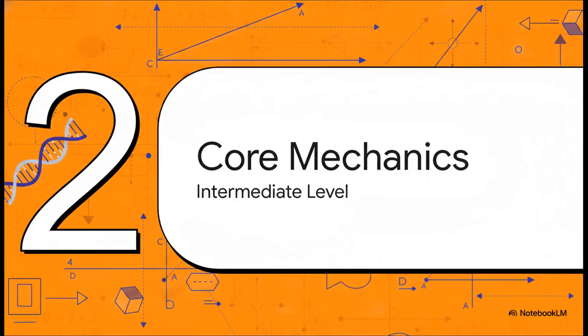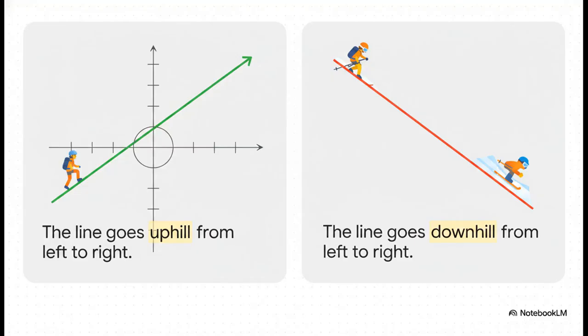Moving right along to level 2, core mechanics. Now that we can plot points, let's actually decode the DNA of these lines. Now this is where it gets fun. We can think of the gradient, which is the m in our equation, as a hiking trail to help us easily visualize the steepness of a line. The gradient measures both direction and steepness. And here's a pro tip. Always read your graph from left to right, exactly like you're reading a book.